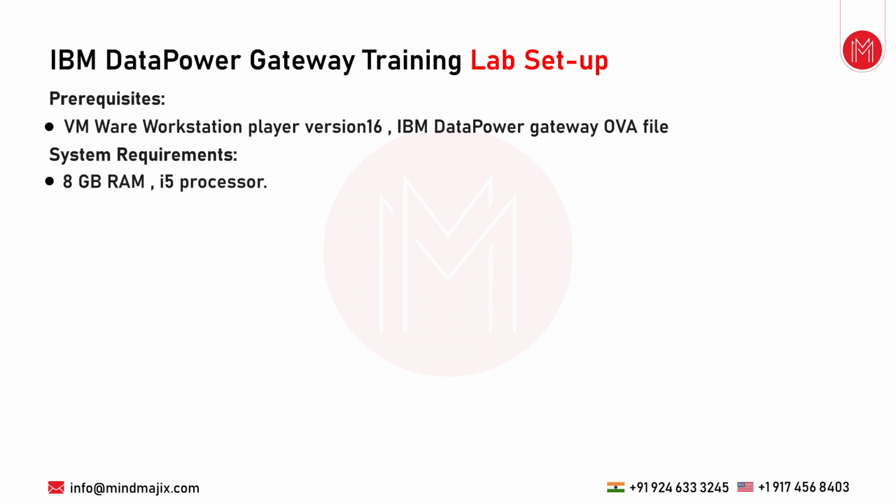In terms of the training lab setup, as part of the training we go with a virtual appliance. It may be on Docker or it may be on a virtual appliance. As part of our training, we're going to use VMware Workstation Player version 16. On top of this VMware Player, we're going to import our DataPower OVA file, so the OVA file is required. To make sure the system is available, the system requirements are 8 GB of RAM and an i5 processor, which is mandatory, because the VMware Player will consume around 4 GB of your RAM, so at least 6 GB of RAM is the minimum.